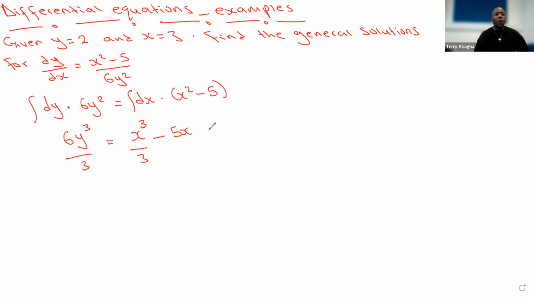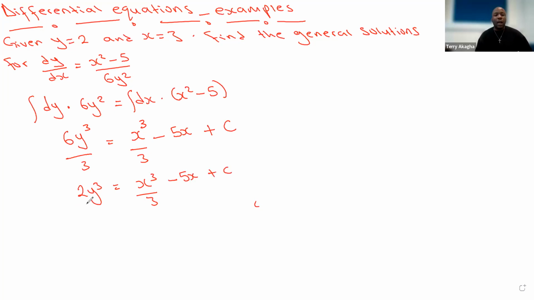Now, I remember when you're done with this, you have to add what? Plus c, because it's an indefinite integral. Now, we've done that, and this is the expression for this. But step 3 says that you have to make y subject of the formula, okay? So you can do that. So you can simplify this. It's going to give you 2y cubed is equal to x cubed over 3 minus 5x plus c.